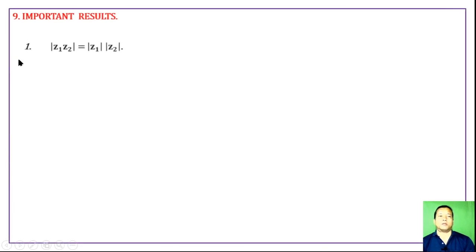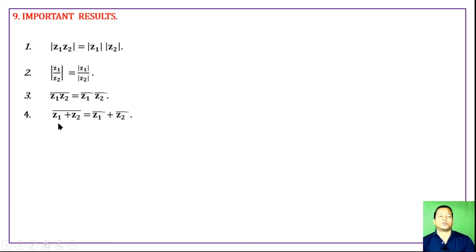Important results. Modulus of Z1 into Z2 is the product of moduli of the complex numbers. Modulus of the quotient of two complex numbers is equal to modulus of numerator by modulus of denominator. 3. Conjugate of the product of two complex numbers is the product of the conjugates of the complex numbers.